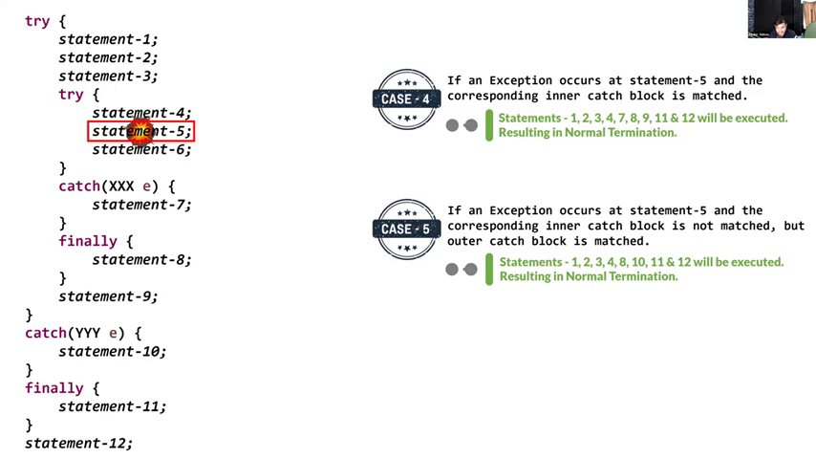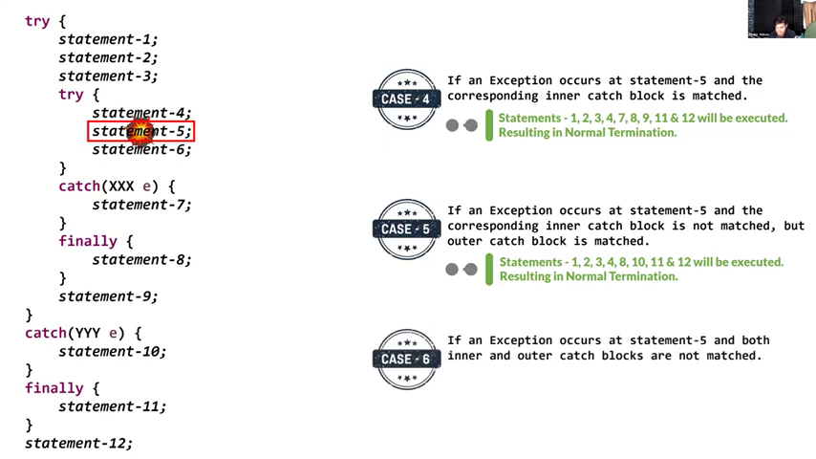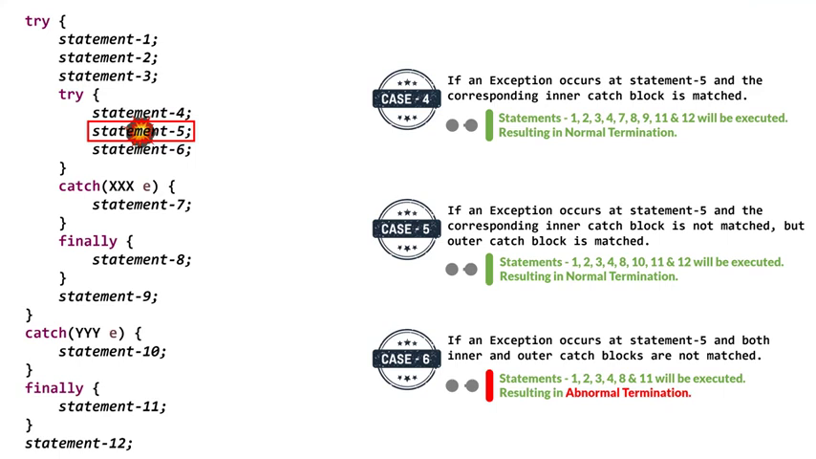Let's have a last question on your screen. If an exception occurred in statement number 5 and both inner and outer catch blocks are not matching: 1, 2, 3, 4, 5, 8, and 11, 12? Sorry, 12, 11 also? 11 only, sir. Is this clear to everyone present in the class? All of you? Yes, no, maybe? Yes, sir. If you want, you can take the snap.